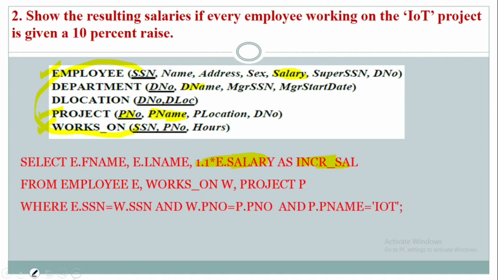So as you can see here, employee.ssn equals works on.ssn, and w dot project number is equal to p dot project number, and finally project name is equal to IoT. So this query returns the employee name, that is first name, last name, and the salary, where the salary has the 10% hike. Yeah, that's it about the second query.